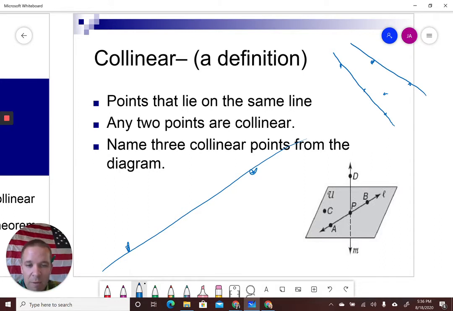So in this diagram, we've got point A, P, and B. To answer that third thing there, name 3 collinear points from the diagram. A, P, and B are collinear points. They lie on the same line. On line looks like a lowercase l.